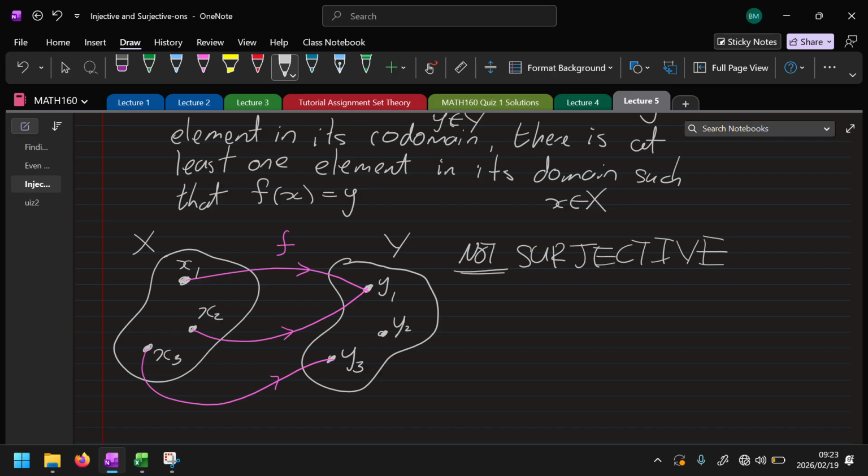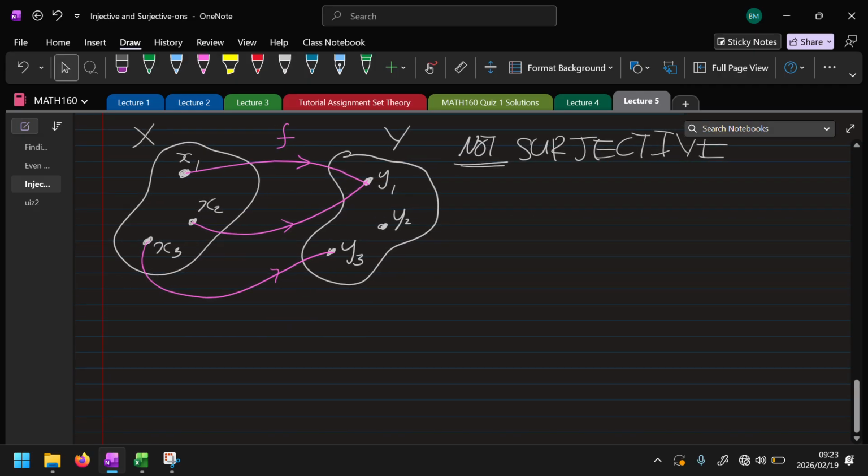So everyone followed along? Okay. Now we'll draw another picture where it is surjective, and then you can clearly see the difference.